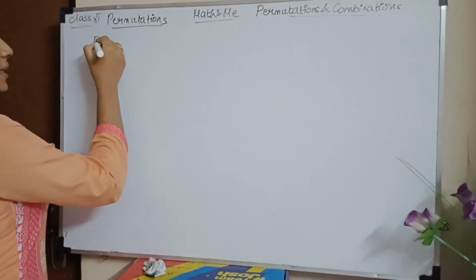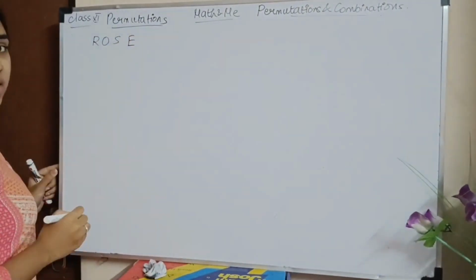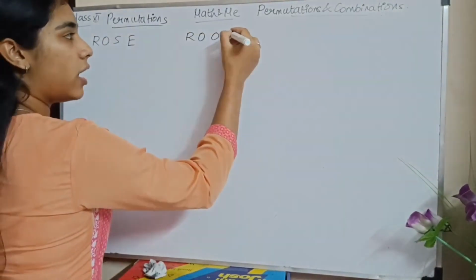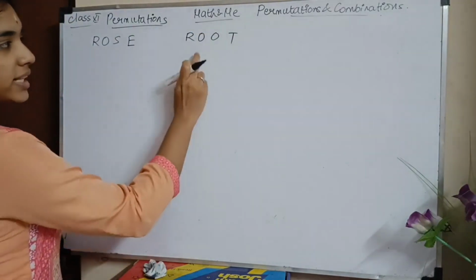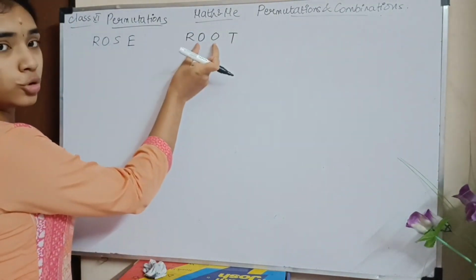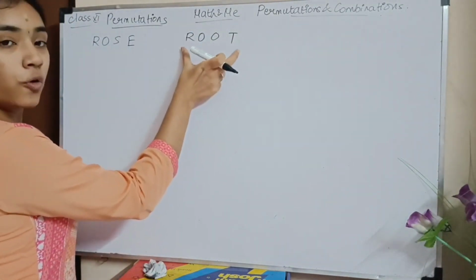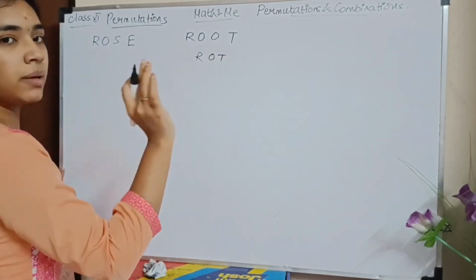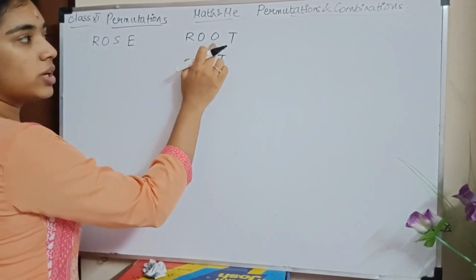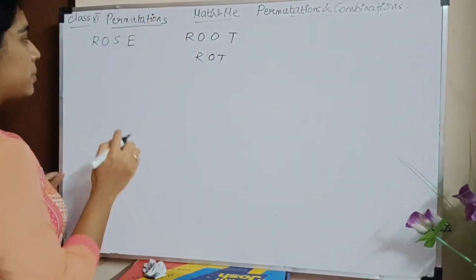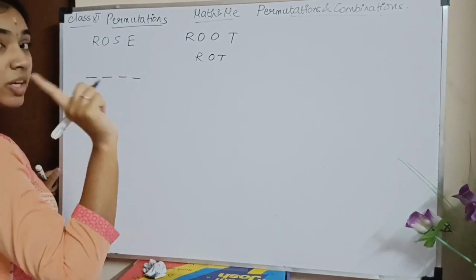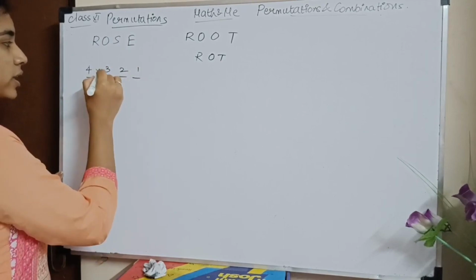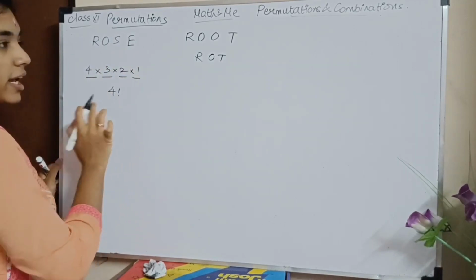Now, the first example we saw was ROSE. You see that all the 4 letters are different. Now another example, ROOT. Let me take ROOT. So in that ROOT I have 2 O's. So do I consider this as 4 different elements or only 3 elements? You have to remember that. So for ROSE, how many will I have without repetition? It will be 4, 3, 2, 1, which will be 4 factorial. Correct? It will be the product of all these.